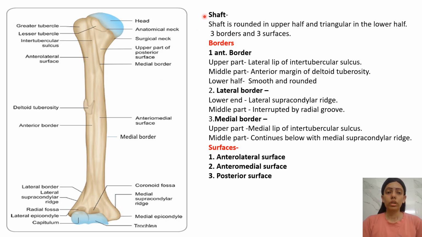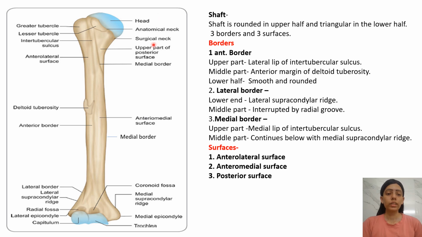Now there are mainly three surfaces. This is the anterolateral surface, anteromedial surface and posterior surface. The anteromedial surface lies between the anterior border and the medial border. Its upper one third is narrow and forms the floor of the intertubercular sulcus. This is the floor of the intertubercular sulcus. The nutrient foramen is seen at the medial border.